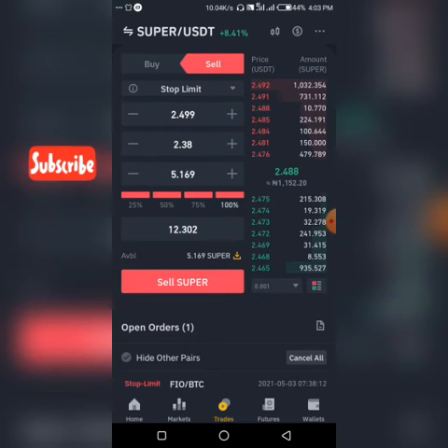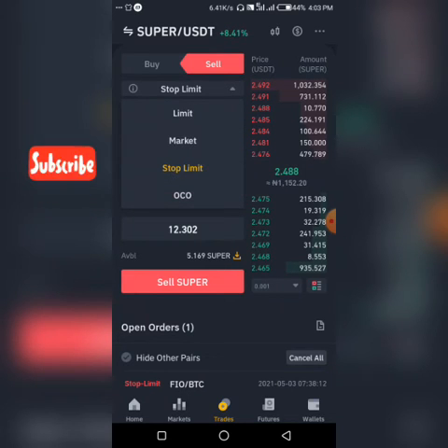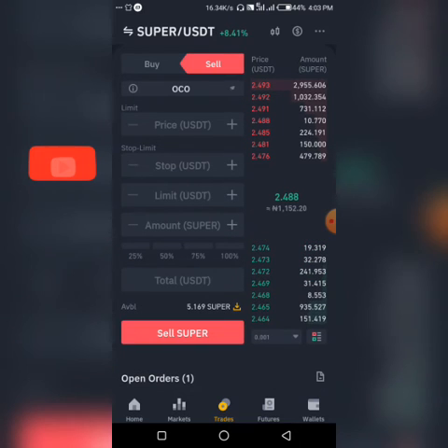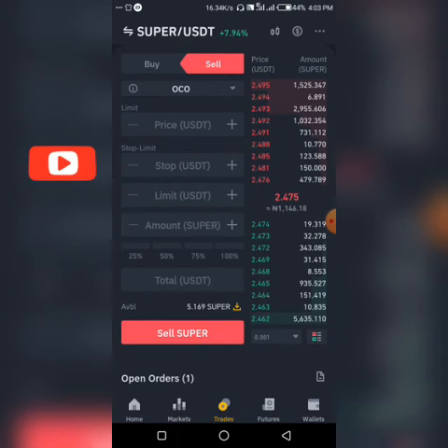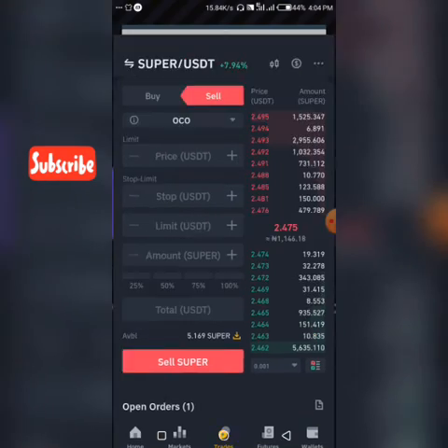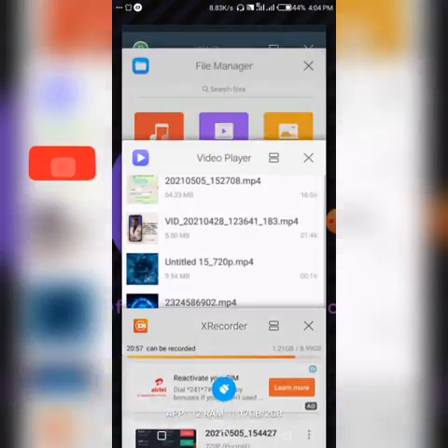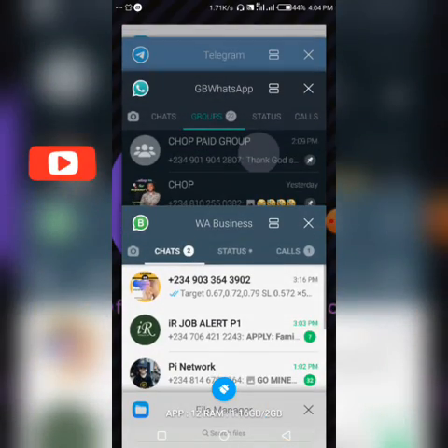Then the next one I want to talk about is OCO limit. This is our OCO limit. Just like the signal we received says that we should, okay, let's go check out the signal. Where is that signal, the signal we received? Let's check it out one more time.